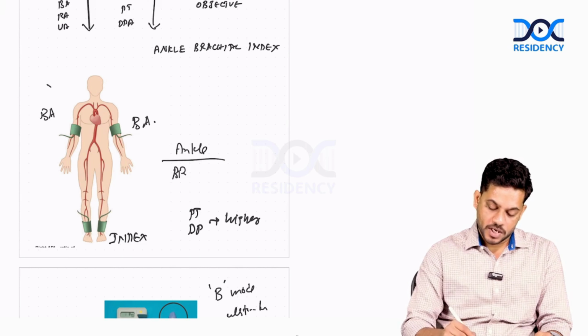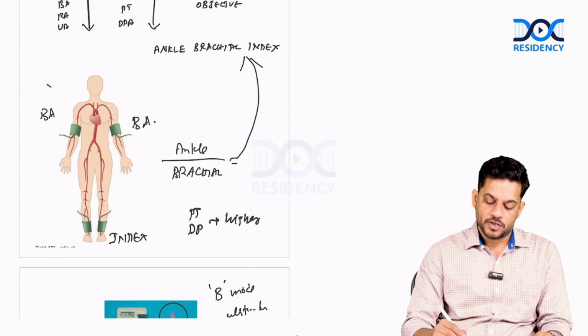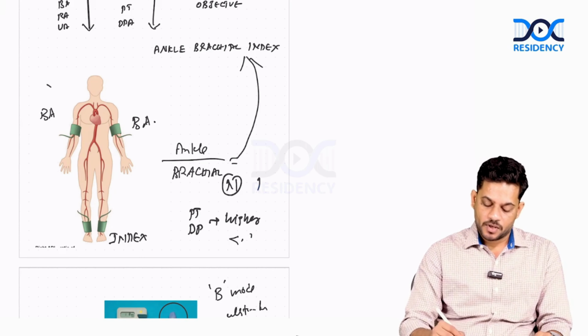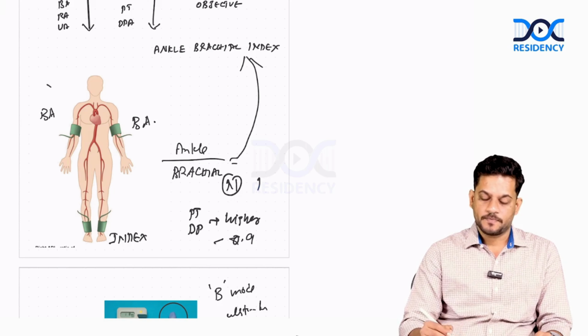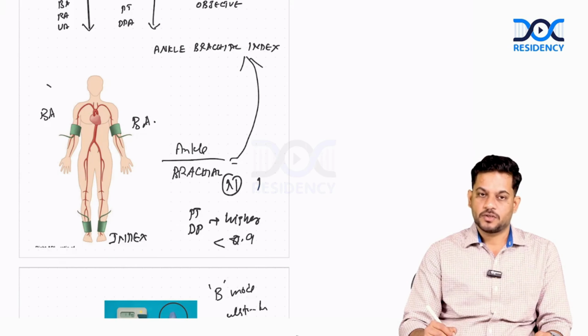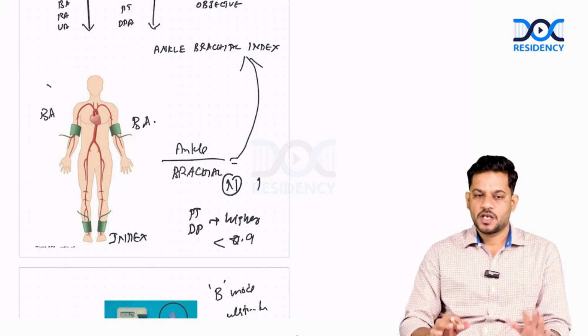So you put the ankle pressure divided by the brachial pressure, and you get a ratio which is called the ankle brachial index. The normal is 1, less than 0.9 is pathological, but we have different severity grades to it. We'll come to it later. Okay, this is how you assess an ankle brachial index.